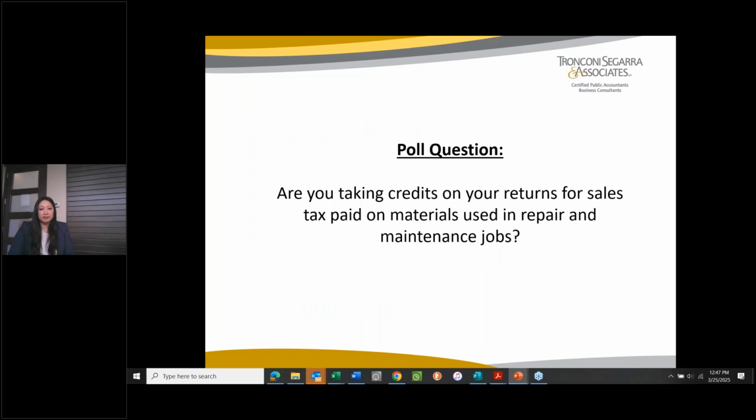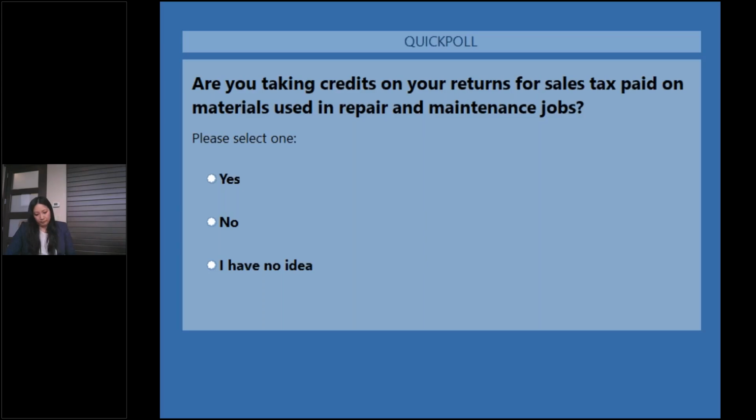Okay, great example. I do want to do one more poll question. Launch it now. Are you taking credits on your returns for sales tax paid on material used in repair and maintenance jobs? So Tom, I'm going to let you guess the percentages this time. Where do you think it's going to come in? I think it's probably going to be more towards no, based on my experience with my clients, but we always get a lot of questions on that. And I think for some people it's just not worth their time to do.